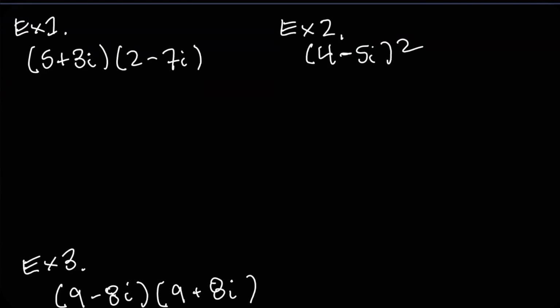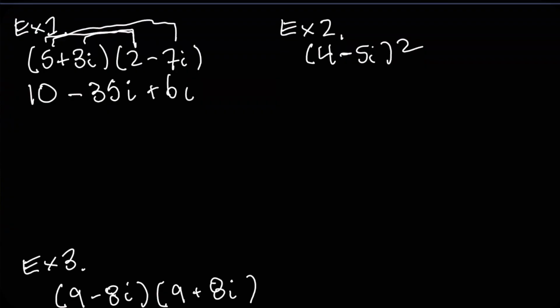First things first, let's multiply our 5 times the 2, which gets us a 10. Then the 5 times the negative 7i, which will give us a negative 35i. Now we'll do the 3i times 2, which will give us plus 6i. And then last we'll do the 3i times the negative 7i, which will give us a minus 21i, and don't forget that it's squared. So let's go ahead and further reduce this.